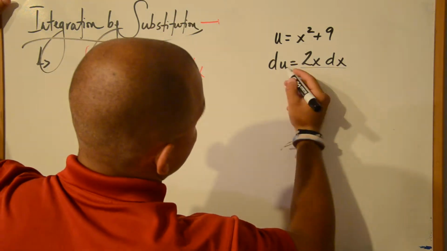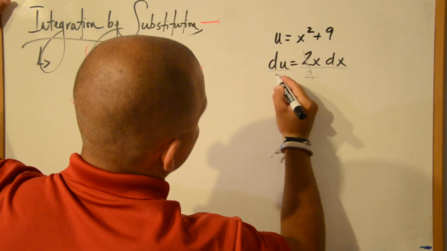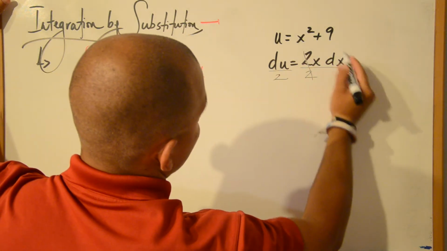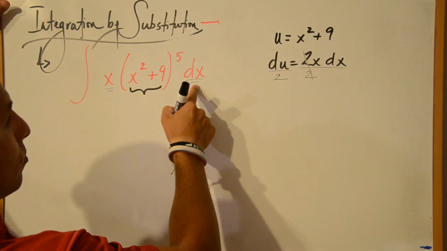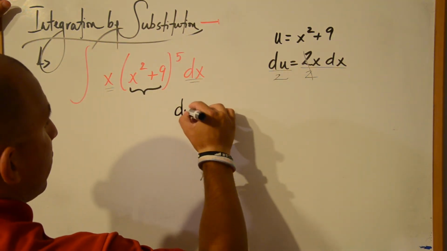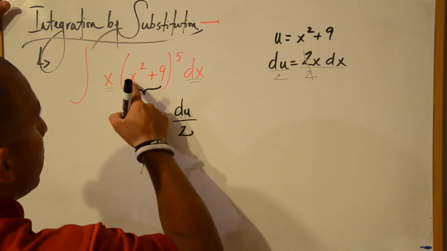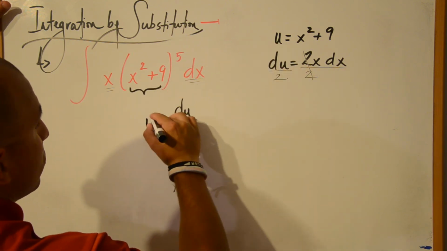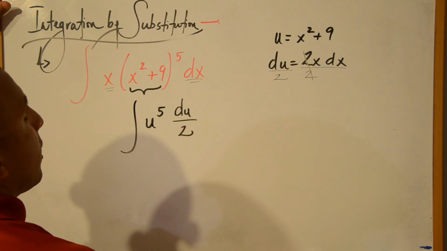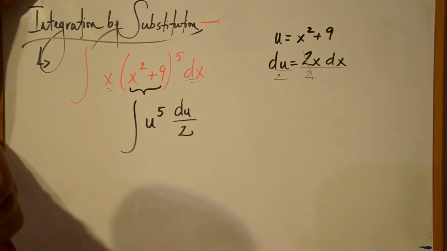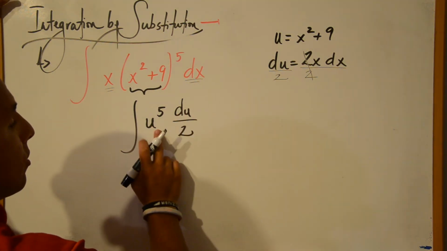So if we divide, because it's an equation, by 2, du divided by 2 is equal to x dx. So for these two terms, I'm going to substitute in a du divided by 2, and for x squared plus 9, I'm going to substitute in a u to the 5th power, and now I have this f of u du. And I can integrate this, right? This is power rule.